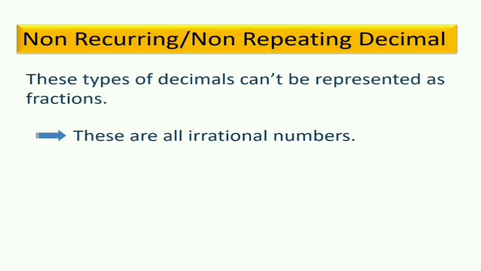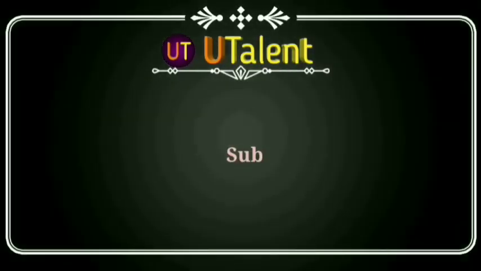Okay? For example, 2.001001001 ... This cannot be represented as a fraction or p by q. So, this is an irrational number, and this is also a non-terminating, non-repeating decimal. Okay.